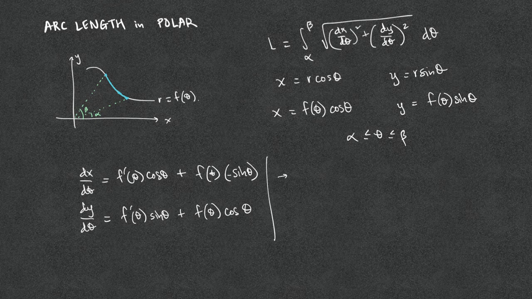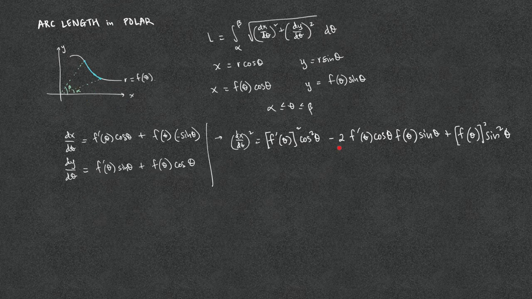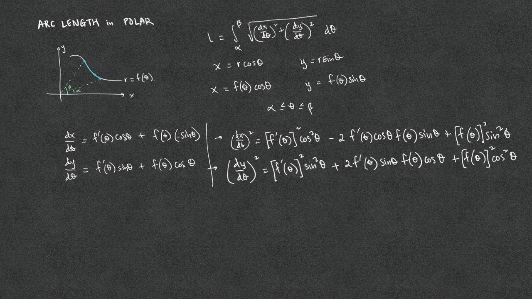Thus, (dx/d theta) squared is f prime theta squared cosine squared theta minus 2 times f prime theta cosine theta times f theta sine theta plus f theta squared times sine squared theta. We then square dy/d theta to obtain similar expressions.